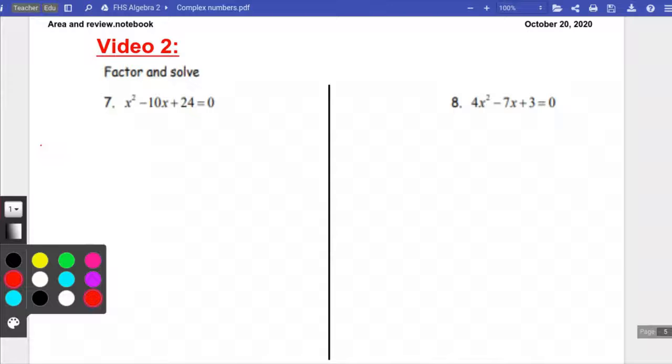This is something you already know how to do. You're going to factor. After you're done factoring, you're solving. This is the new part, solving. This is the old part, factoring, because you know how to do it.